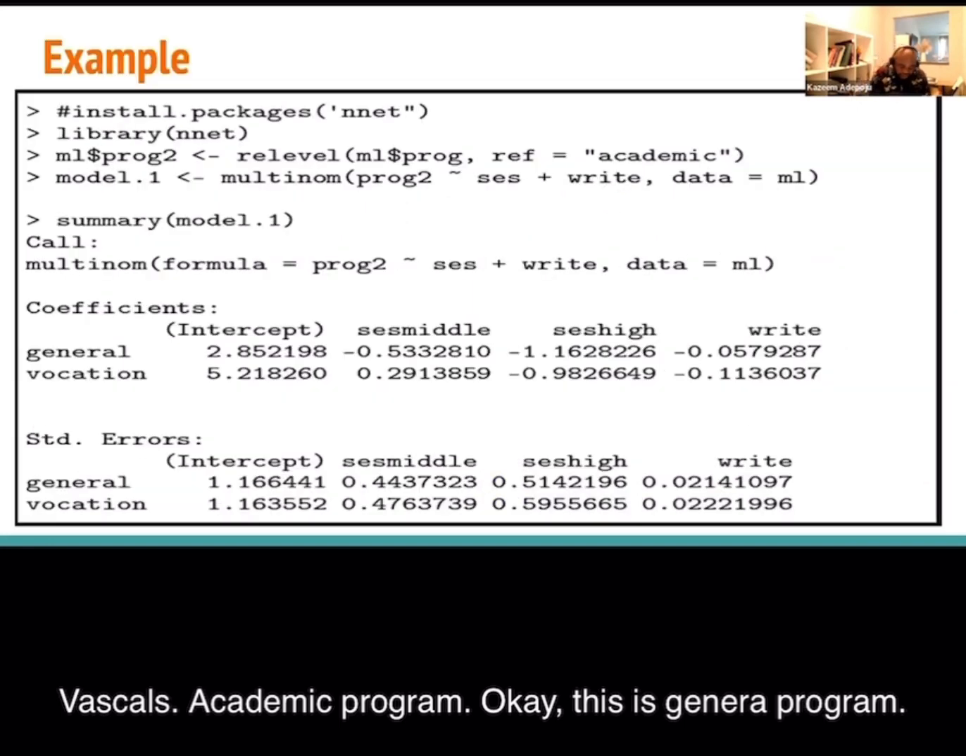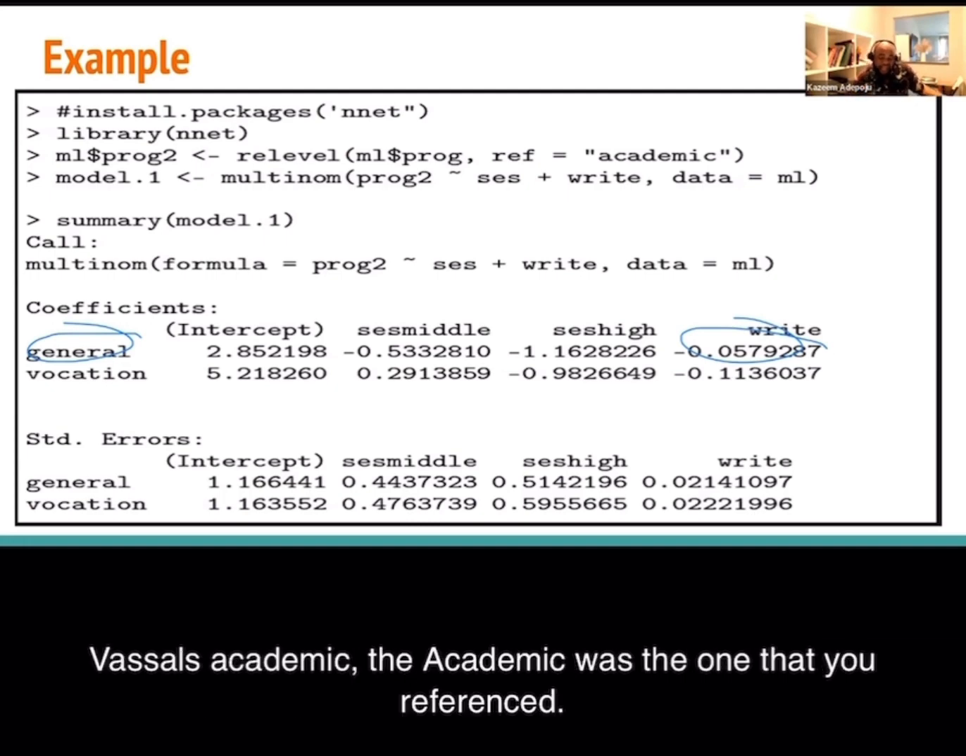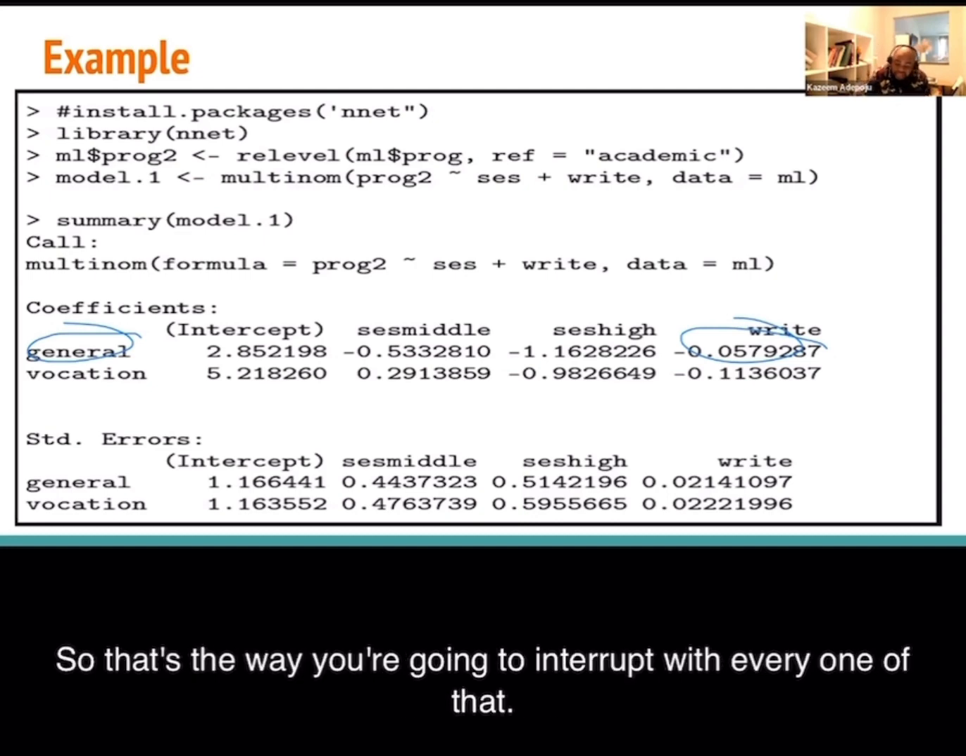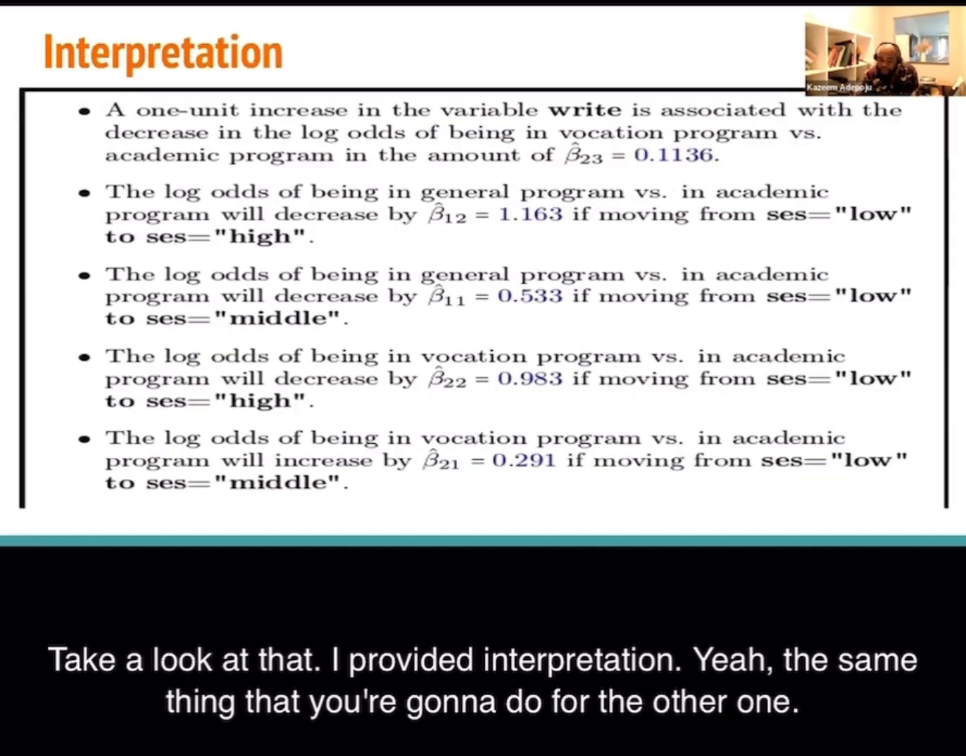Okay, this is the general program. This is what we're interpreting. We're going to say it decreases the log odds of being in the general program versus academic. The academic was the one that you reference. Does that make sense? So that's the way you're going to interpret every one of those. Take a look at that. I provided interpretation here. The same thing that you're going to do for the other one.